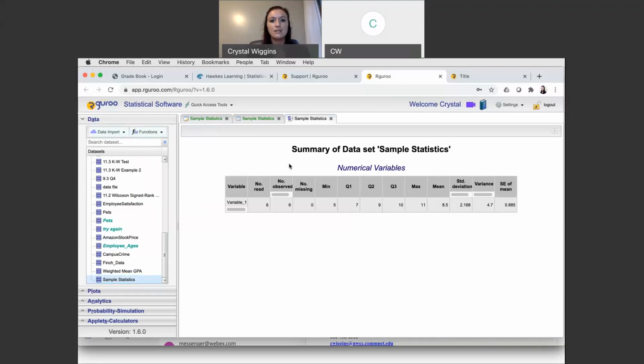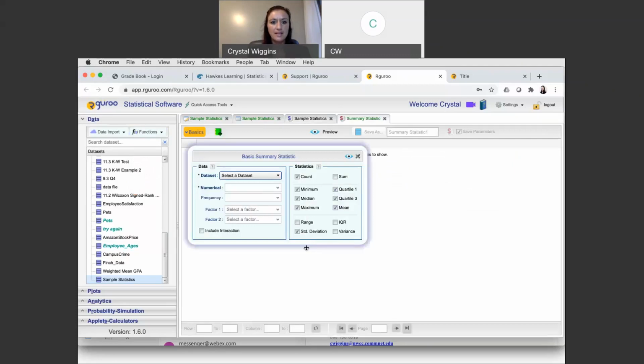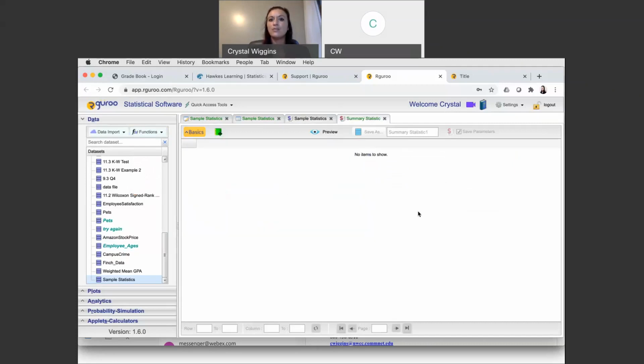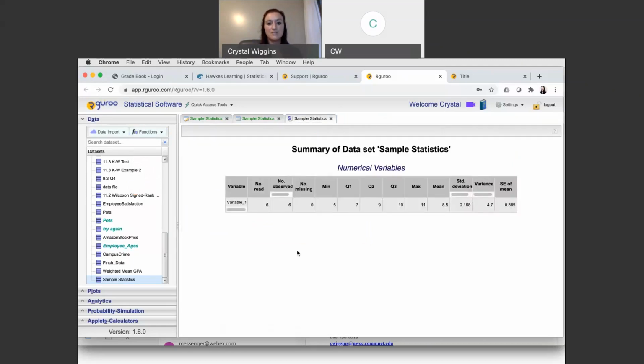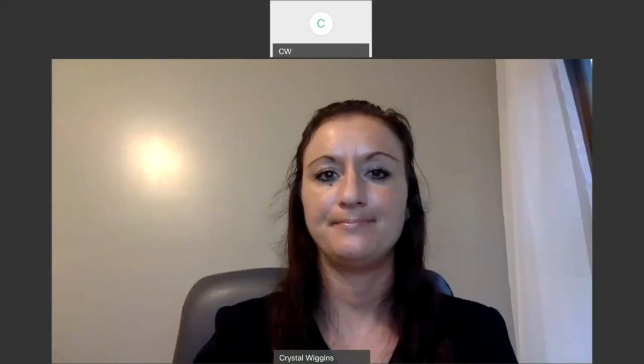Let me see on the screen if there is a way to select that summary statistic instead of parameters. I am going to have to look into how to get Rguroo to calculate the population variance if it is a population data set, because remember, the formula is different. So I'll look into that one. Now let me jump back to the PowerPoint.